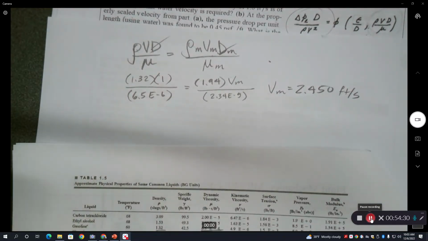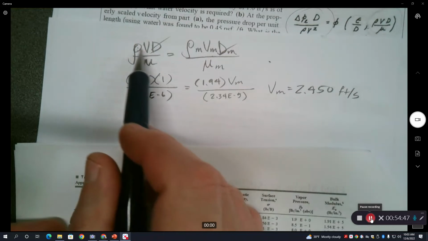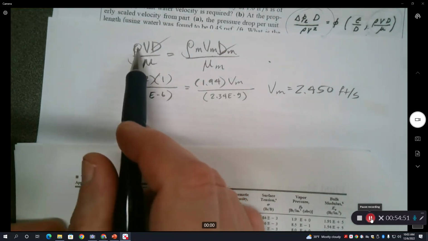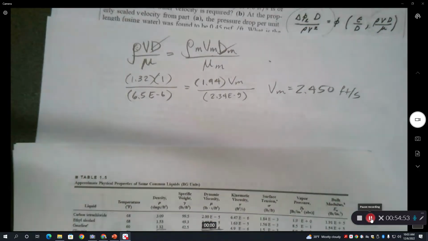Yep. I got 2.47. I guess maybe I used something different. How come I have this? Oh, I see. I just made it slightly different. I used the Reynolds number that's just ever so slightly easier, where I combine the density and dynamic viscosity together for the kinematic viscosity.